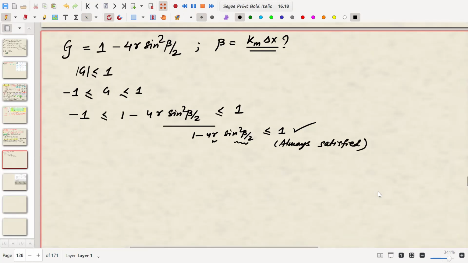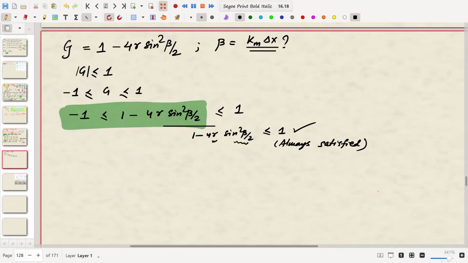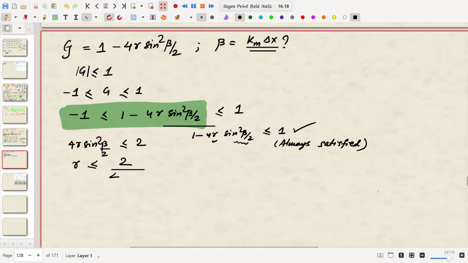But this is the tricky part. Why? Can we solve this to find the condition? So what you can do, take this on the right hand side: 4R sine square beta by 2 is less than or equal to 2. So what you get? R is less than or equal to 2 by 4 sine square beta by 2, sorry, so this is 1 by 2 sine square beta by 2.